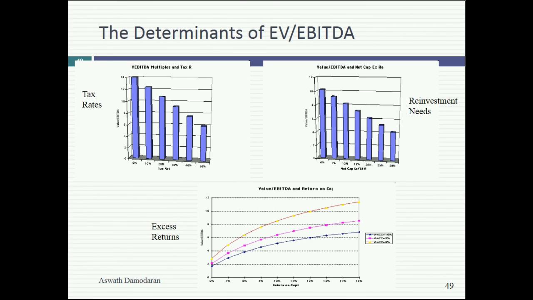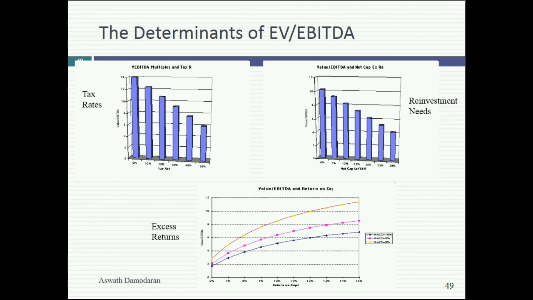So help me out here. I want to find a cheap stock based on EV to EBITDA. So I want a low EV to EBITDA, right? Do I want low tax rates or high tax rates? A high tax rate would explain away the low EV to EBITDA, so I want a low or no taxes. I want low reinvestment or high reinvestment? I want low reinvestment, a high return on capital, a high growth rate, a low... I mean, you can start listing off the items, and you can start to develop the foundations.